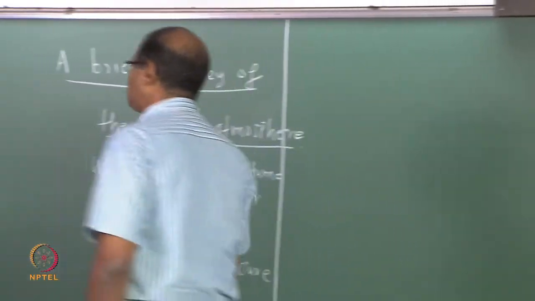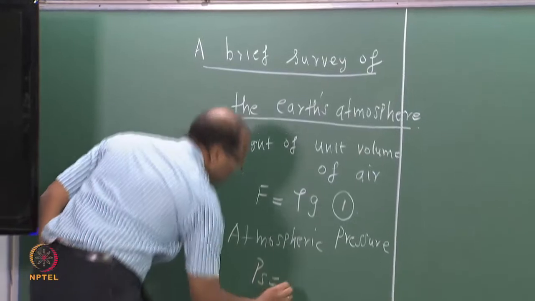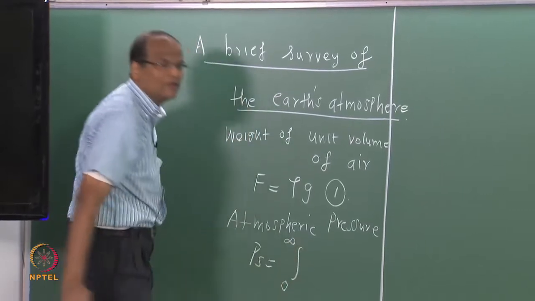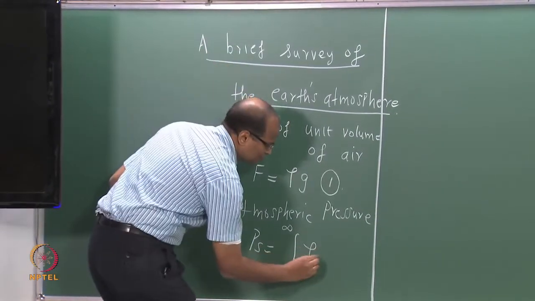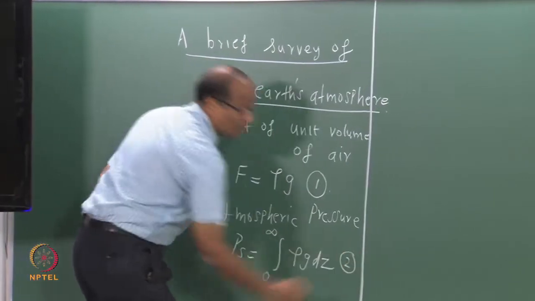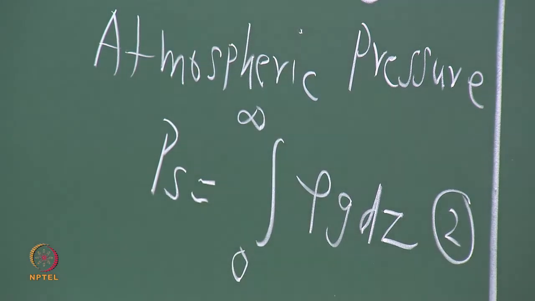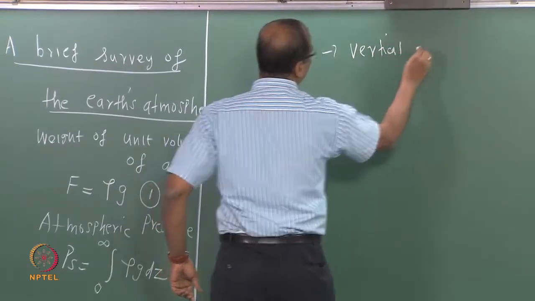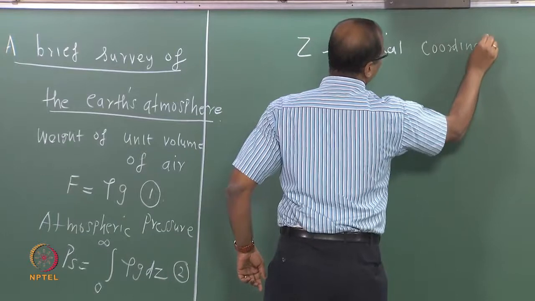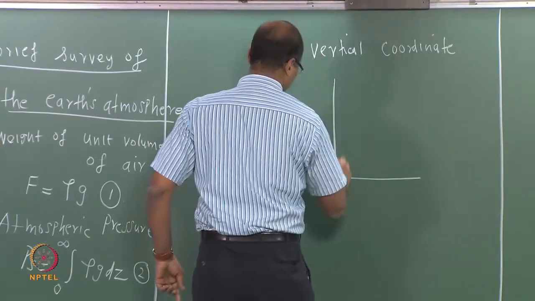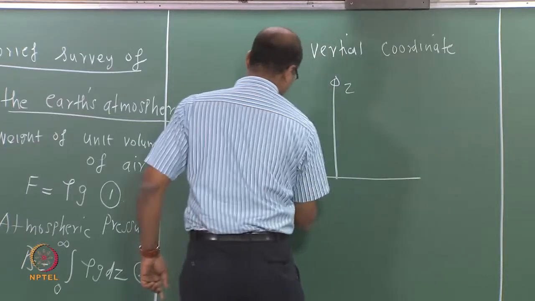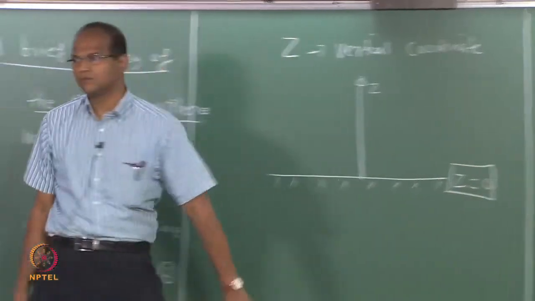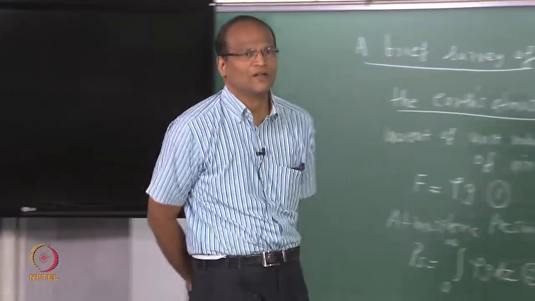P_s equal to integral 0 to infinity rho g dz, where z is the vertical coordinate. All right. This z is very important in atmospheric thermodynamics or atmospheric science.